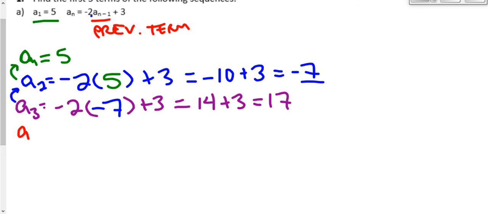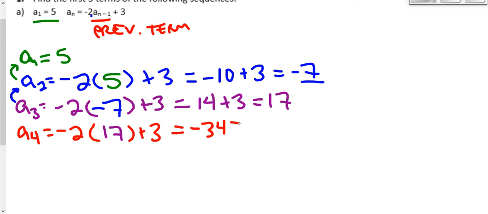To find a sub 4, all we have to do is negative 2 times the previous term plus 3, and this time the previous term is the number 17. We multiply it by negative 2, we get negative 34, and we add 3, we get negative 31.